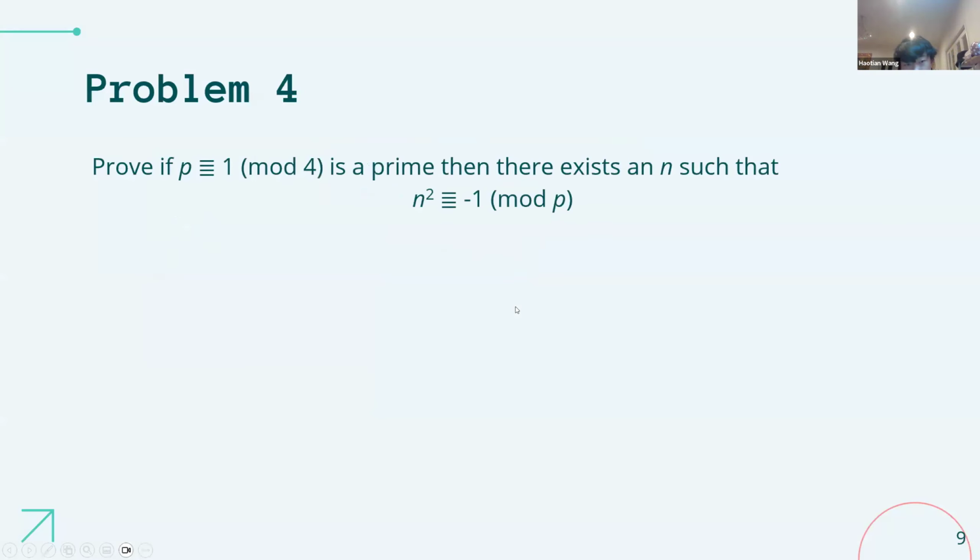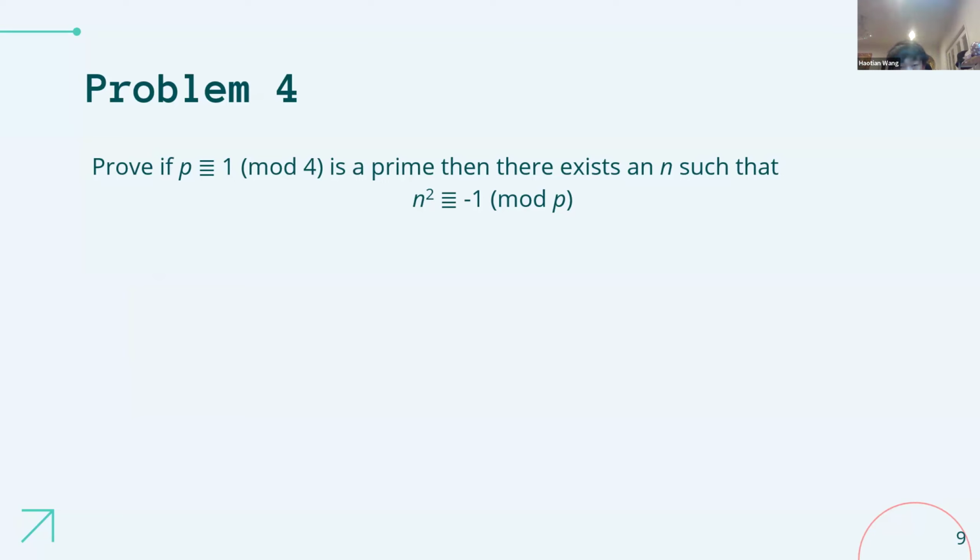Okay, here's the next problem. Any questions, by the way? Oh, and also if you have any hints for how to solve that last problem, then I would greatly appreciate some hints. Anyways, now we move on to problem 4.